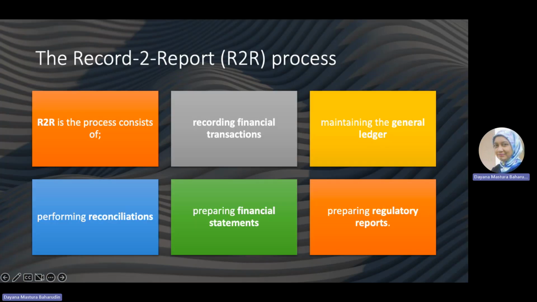Here we have the whole process of R2R. Firstly, recording financial transactions. Next, maintaining the general ledger, performing reconciliations, preparing financial statements, and preparing regulatory reports.